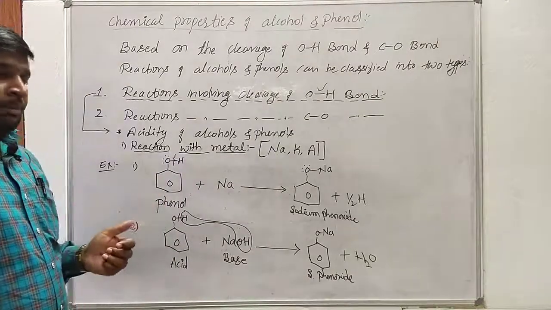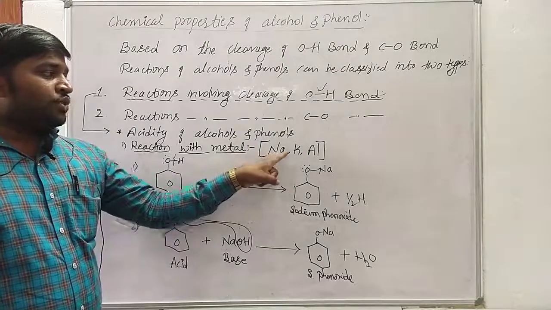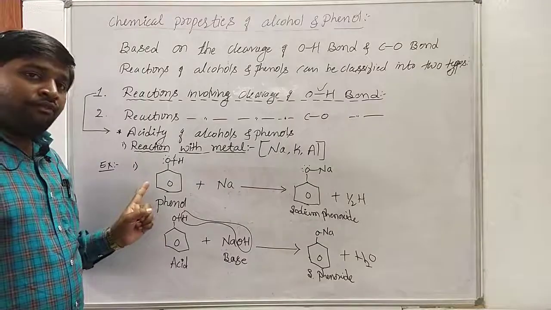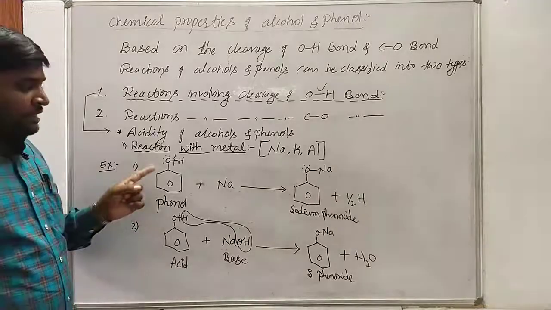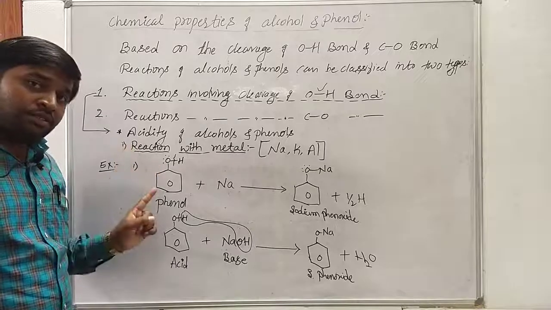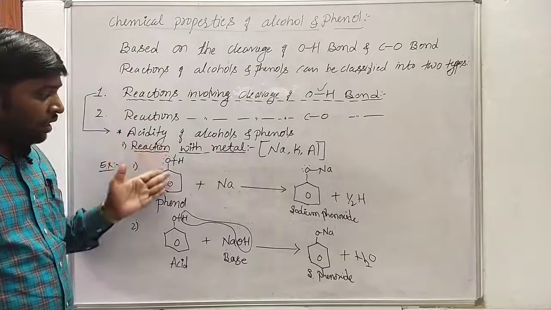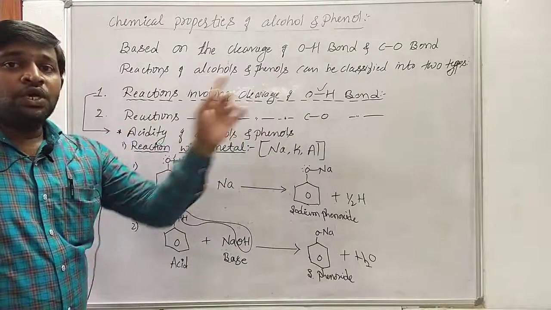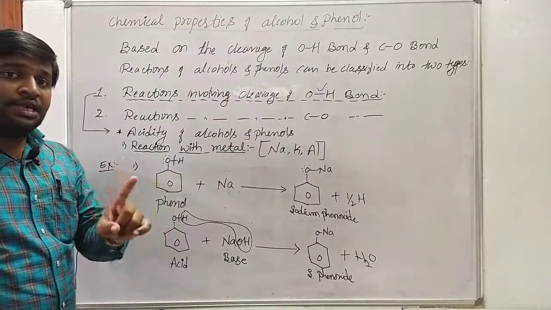So this is about the cleavage of the O-H bond by the reaction of highly reactive metals such as sodium, potassium and aluminium with different kinds of alcohols as well as phenols. On the basis of these chemical reactions we can conclude that alcohols and phenols act as acids, because in all alcohols and phenols, by cleavage of the O-H bond, the release of H+ ion takes place.